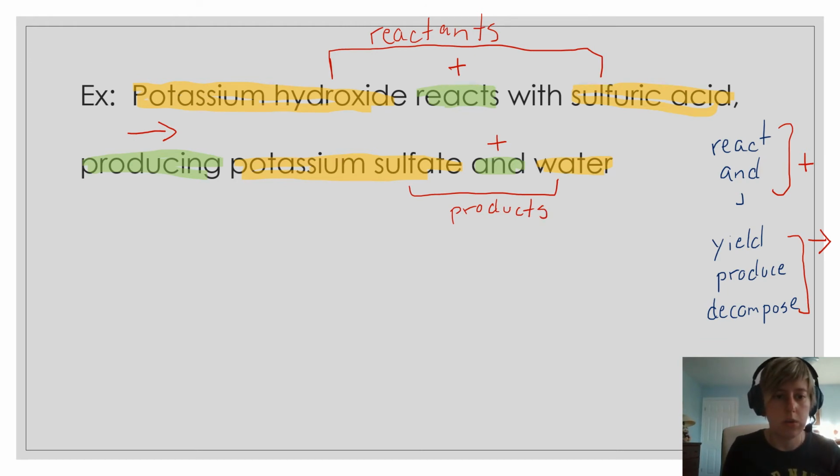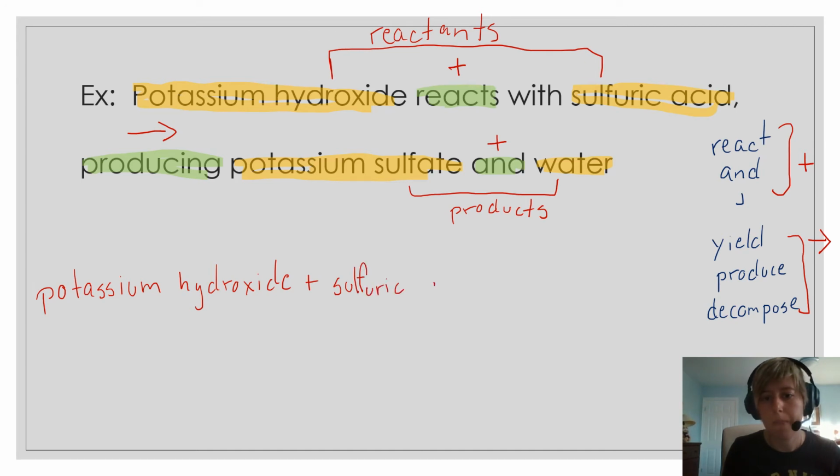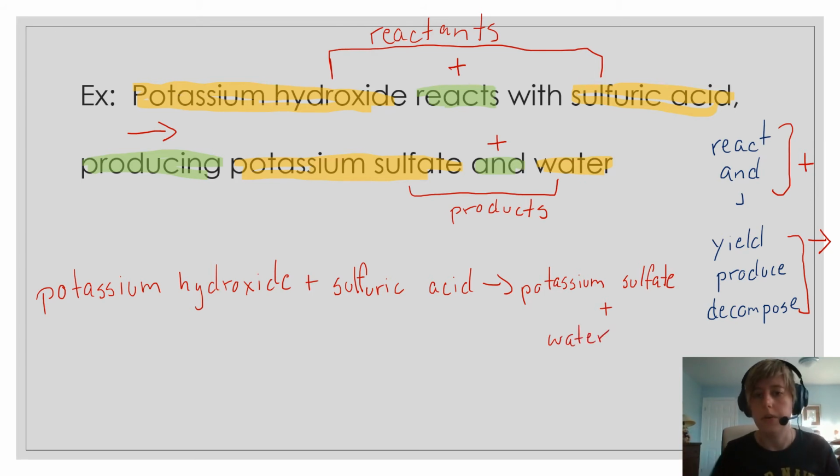So my word equation is going to be potassium hydroxide plus sulfuric acid yields potassium sulfate plus water. And there you go. You have your word equation. So we're going to do 2 more examples together.